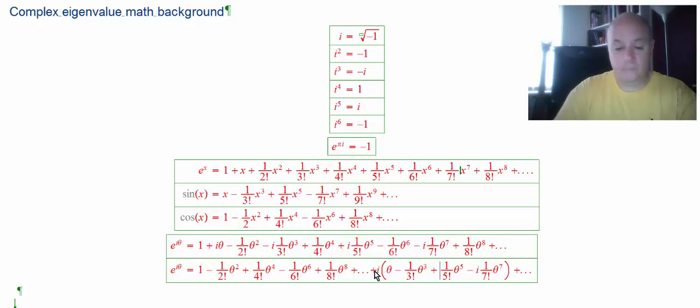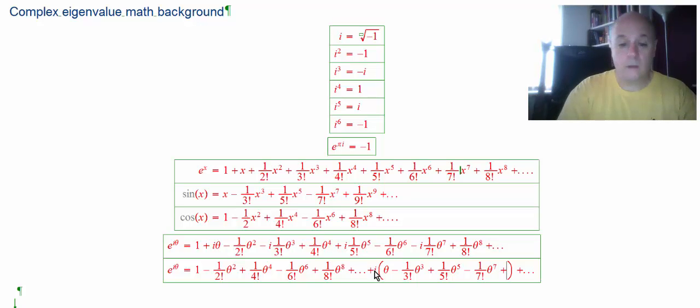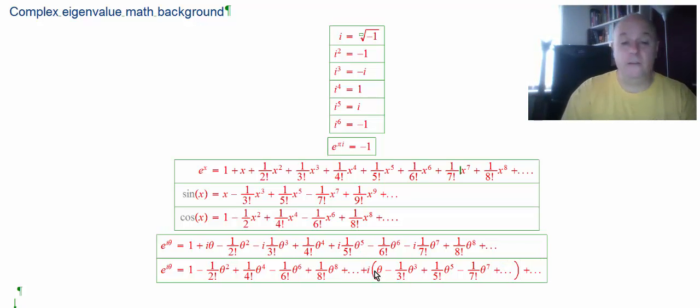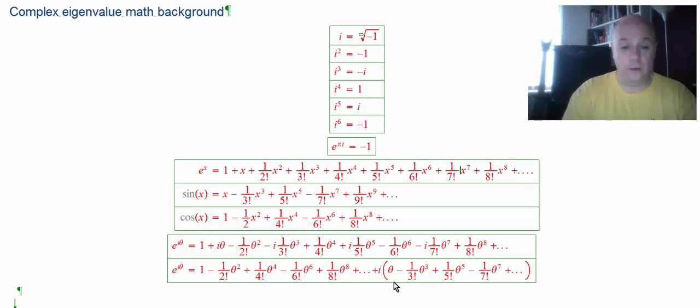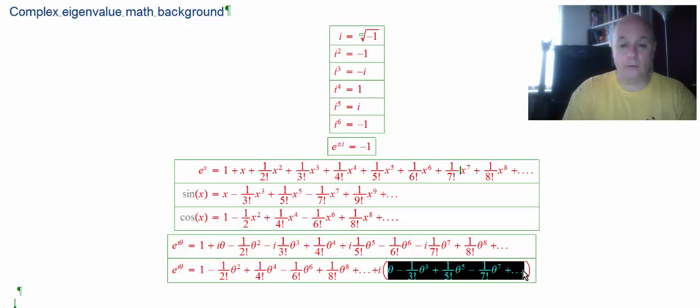And this plus ... is inside. Okay. Oh, now I see why I've got these sine and cos written here. This is just the cosine of theta. It's all the even-powered ones. This, inside the bracket, is the sine of theta. It's all the odd-powered ones.